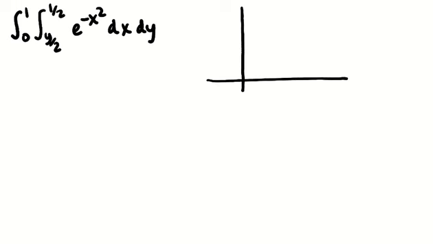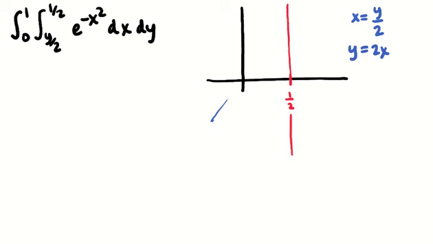This is x running from y over 2 up to 1/2. So x equals y over 2. I'm going to deal with that in a second, but I'll deal with x equals 1/2 right now. We know what that looks like. That's x equals 1/2. And then x equals y divided by 2 is y equals 2x. So I can plot that line, and I can see that this right here is my region of integration.